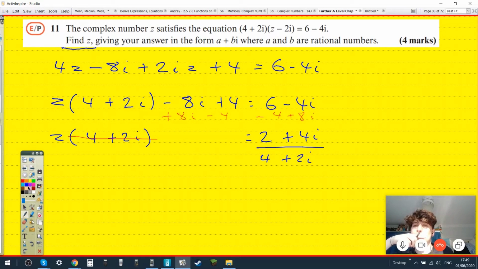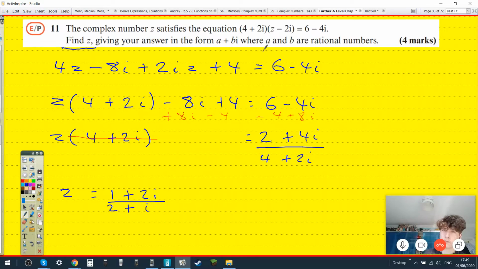We need one thing on the bottom. So what would you have to do to this? Which one are we looking at? Oh, this one. So you can halve the top and bottom: 1 plus 2i over 2 plus i. How could you put that in the form a plus bi?